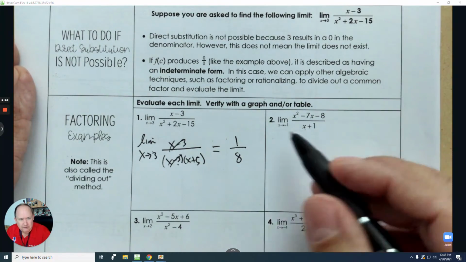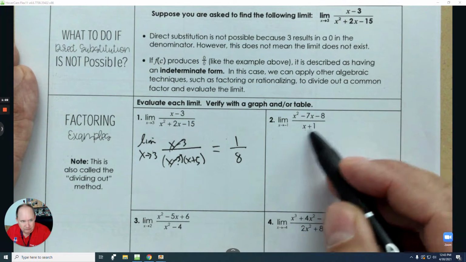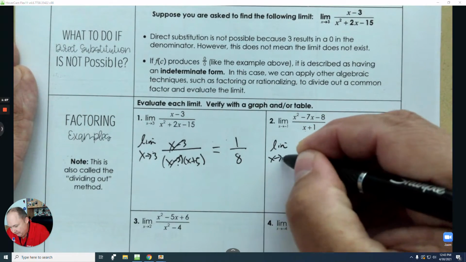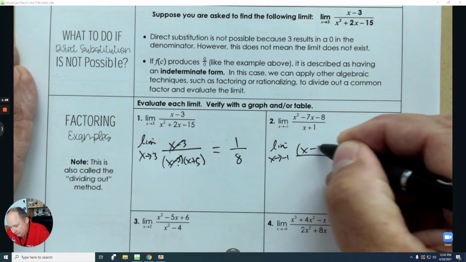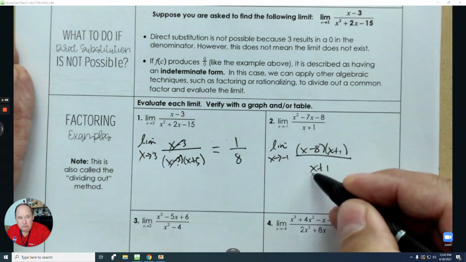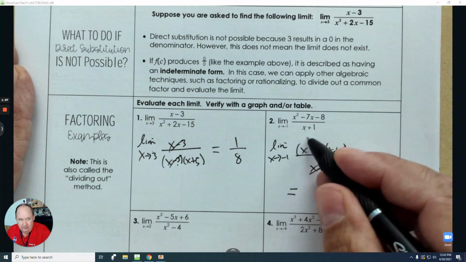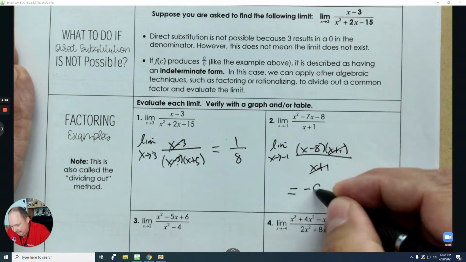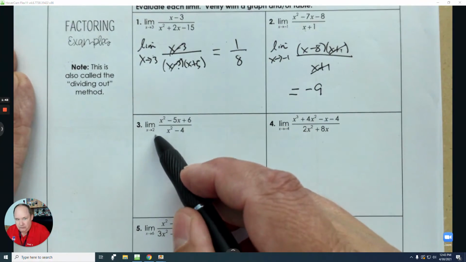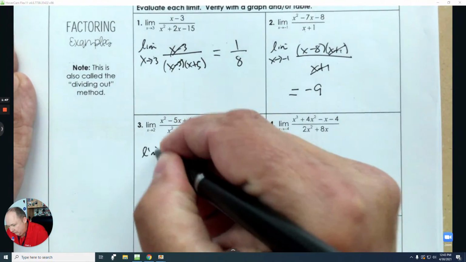Look at number 2. Again, -1 and -1 gives us 0 over 0, which is indeterminate. So it's a good indicator to know I can factor. So the numerator, the two numbers are -8 and +1. That allows me to remove the discontinuity, and then what I'm left with, -1 subtract 8, and I get the answer -9.